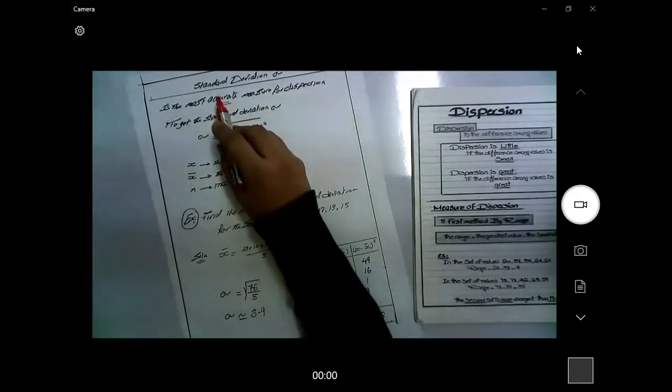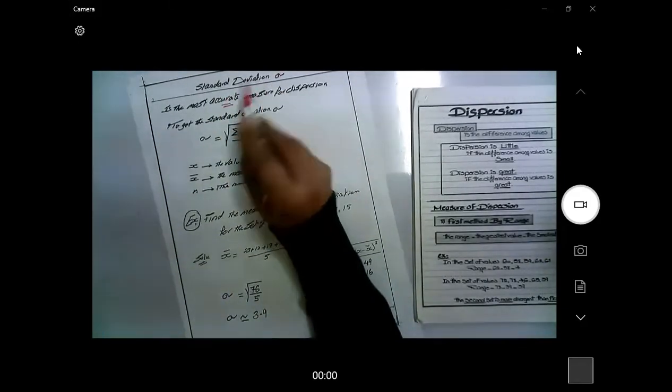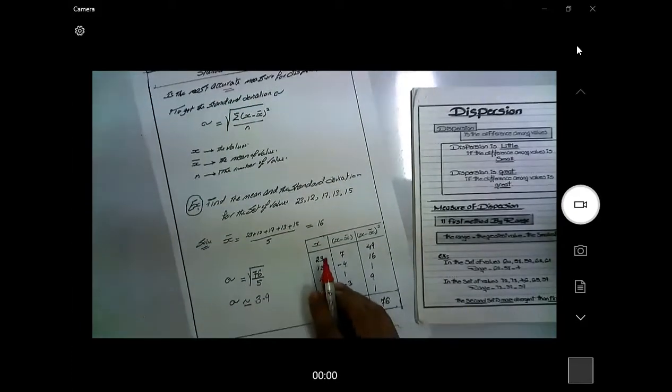So the range is not an accurate measure for dispersion. The range is the difference between the greatest value and the smallest value. The range is the simplest measure for dispersion. Now we are going to start explaining standard deviation, which is the accurate measure for dispersion.